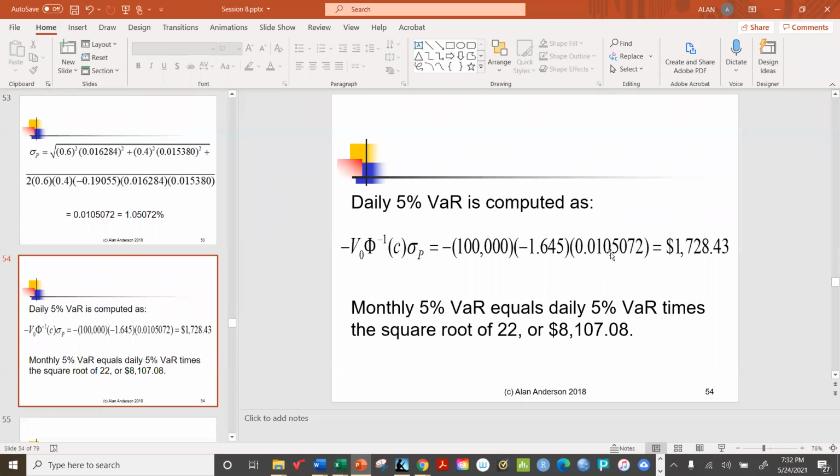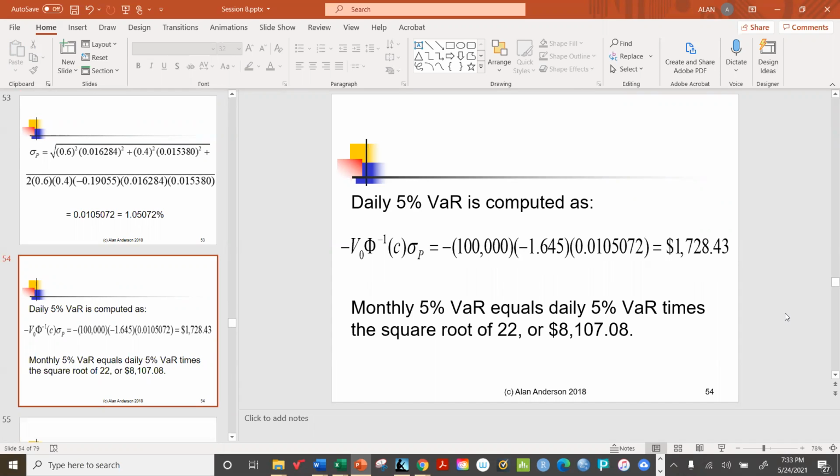And then we brought it back here to this, our favorite formula. The $100,000 is the value of the portfolio. This is my Z-score. And this is my daily volatility. So that means for this $100,000 portfolio, every day I might potentially lose, or every 20 trading days, about $1,728.